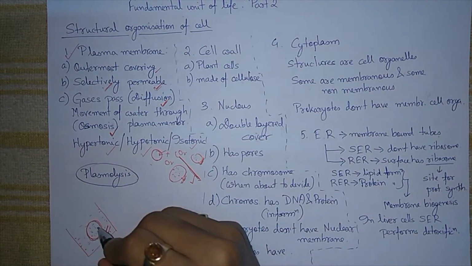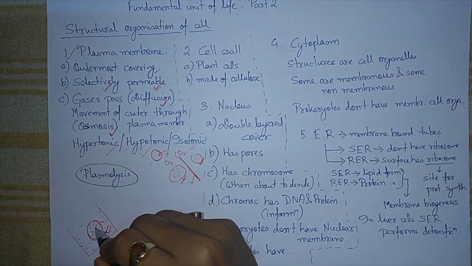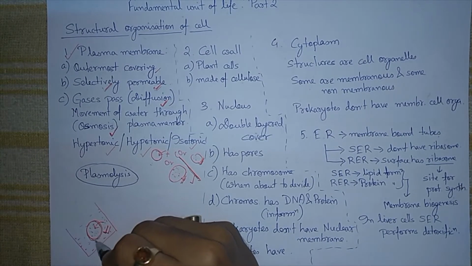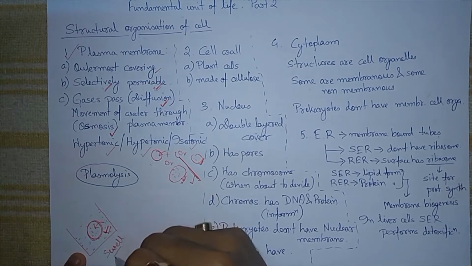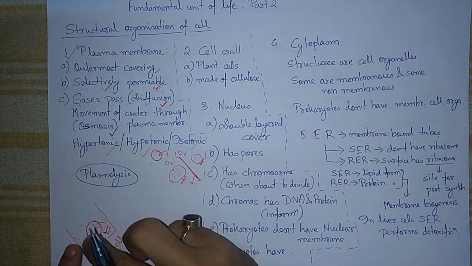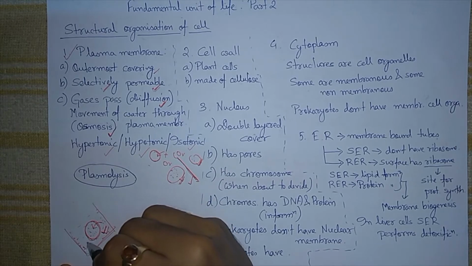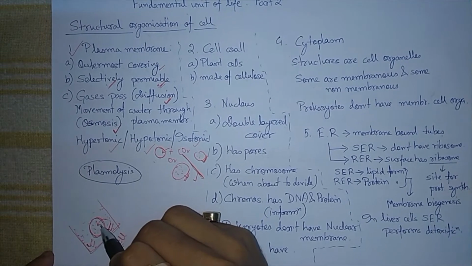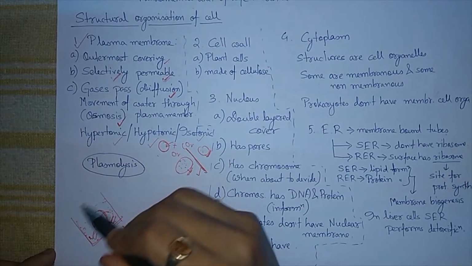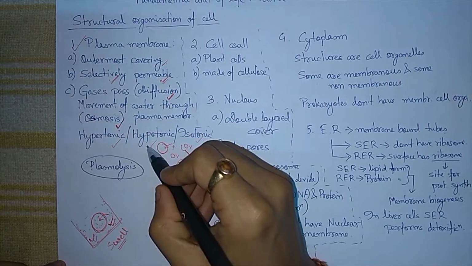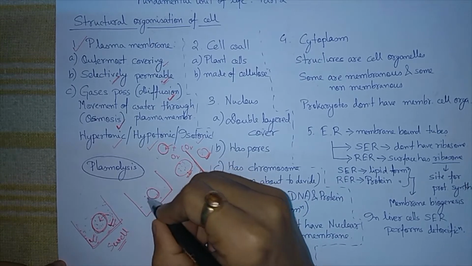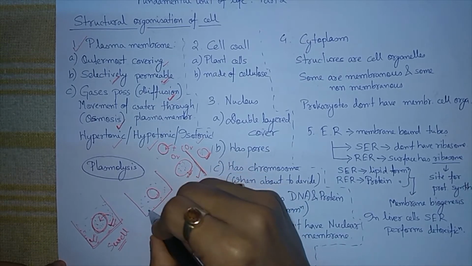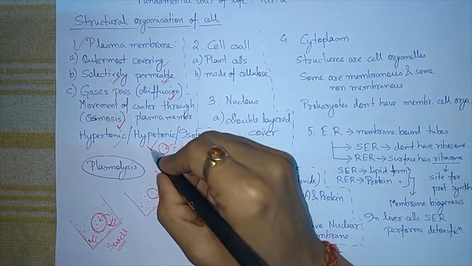So what will happen? Water will move from higher concentration region to the lower concentration region. As a result, the cell will swell up. Clear? Because water is entering into the cell. So the solution which is present outside the cell, this kind of solution is known as hypotonic solution, where the water concentration is more. Similarly, when the water concentration is less in the outside solution, this type of solution is known as hypertonic solution.